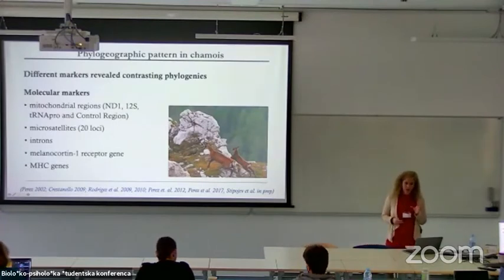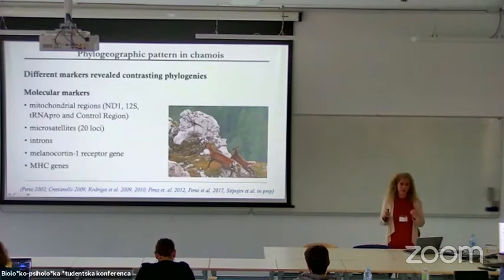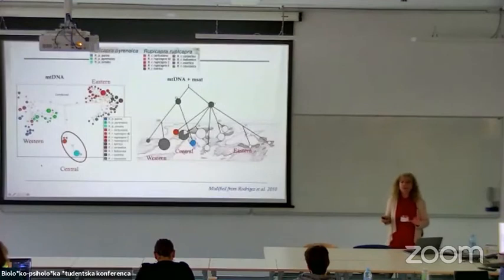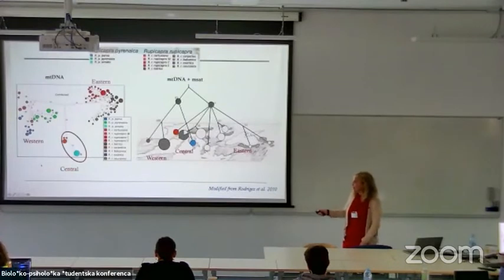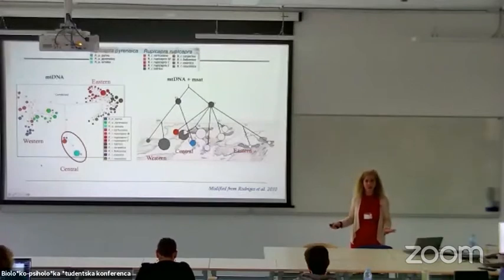But if you have a little bit of genetic background, you know that phylogenetic relationships really depend somehow on the marker you are studying. This may also be the consequence of the discrepancies that still exist in the chamois phylogeny. The first study, by Rodriguez, showed that the chamois is divided, not into 2 species, but just into 3 clades. They named these clades Western, Central, and Eastern. This was a division based on the mitochondrial DNA.